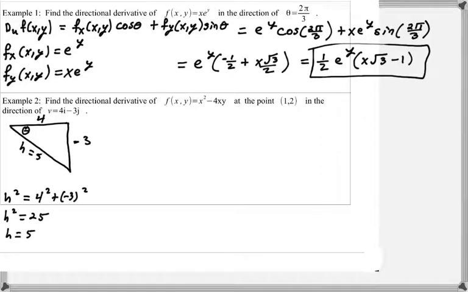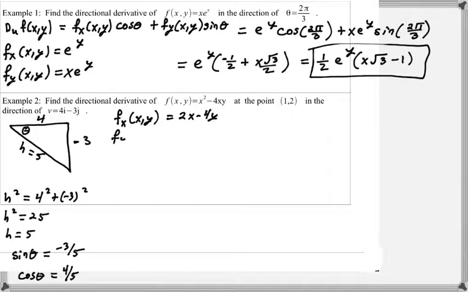Okay, so this is going to be a 3, 4, 5 right triangle, so the hypotenuse is going to be 5. In our directional derivative formula, we need to know the sine of theta and the cosine of theta. 4i minus 3j is not a unit vector. It does need to be a unit vector, or we can approach it this way. The sine of theta is going to be negative 3/5, and the cosine of theta is going to be 4/5. The partial derivative of f with respect to x is going to be 2x minus 4y, and the partial derivative of f with respect to y is going to be negative 4x.